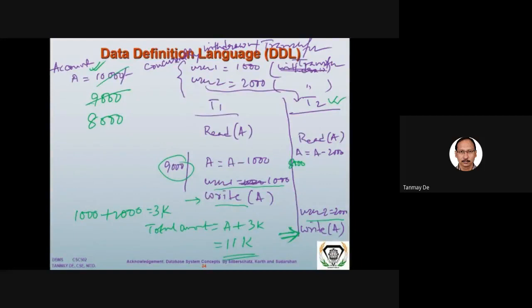So, but here actually 1000 is extra generated. Is it impossible? So this is an inconsistent state. Similarly, whatever I told, if this write statement executes after this write, then in the database this value is 8000 and here it is 9000. Okay, it is 9000.